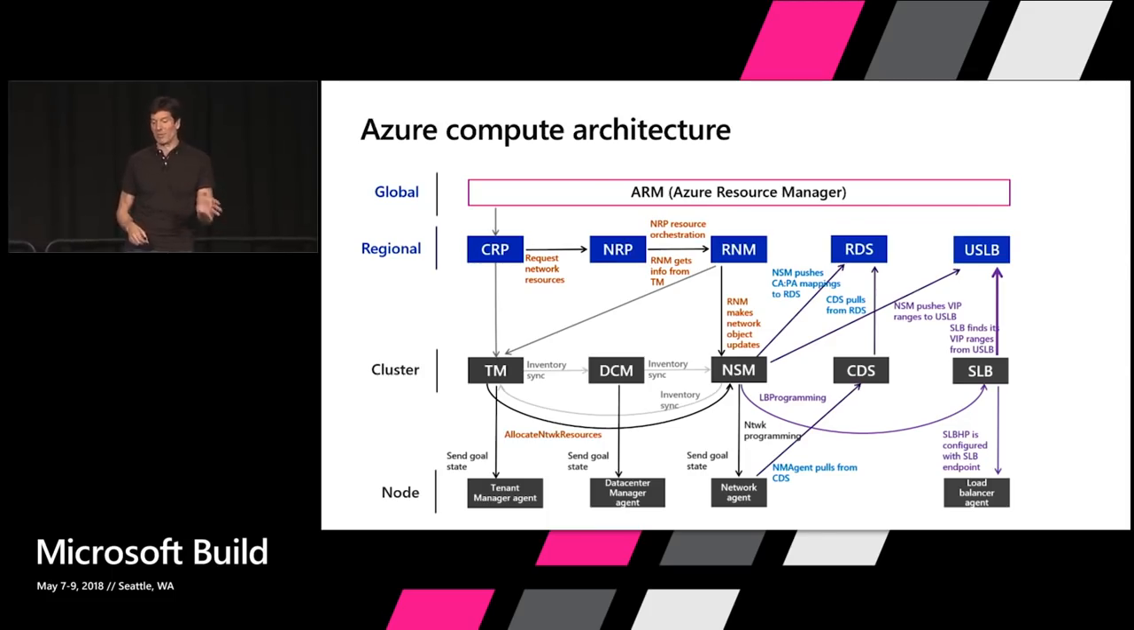This is the kind of complex flow that we have when you deploy a virtual machine. The compute resource provider makes network requests to the network resource provider. That talks to a regional network manager, which talks to a tenant manager down there on the left, and you can see that a big dance happens across our architecture when you go deploy a virtual machine.